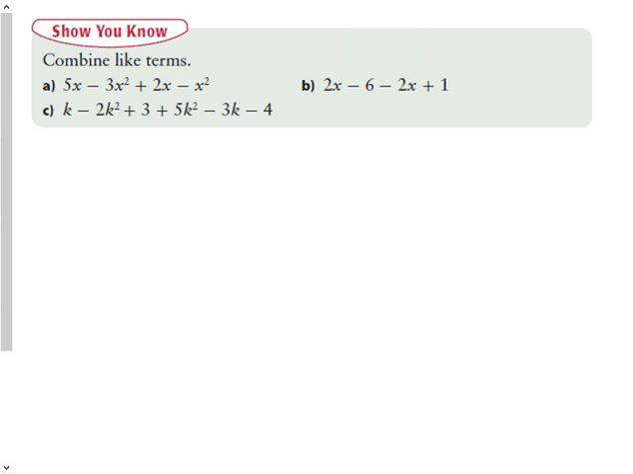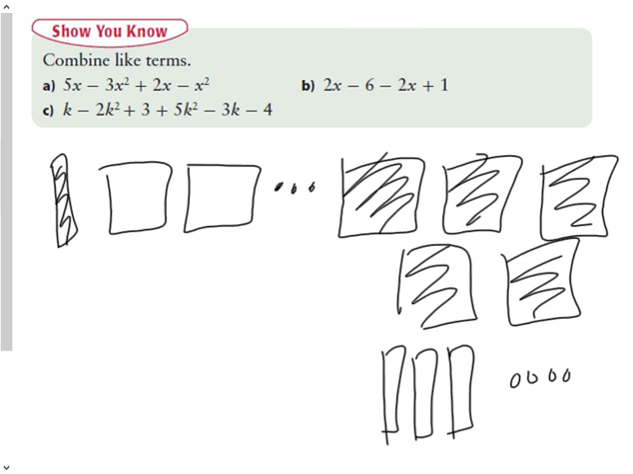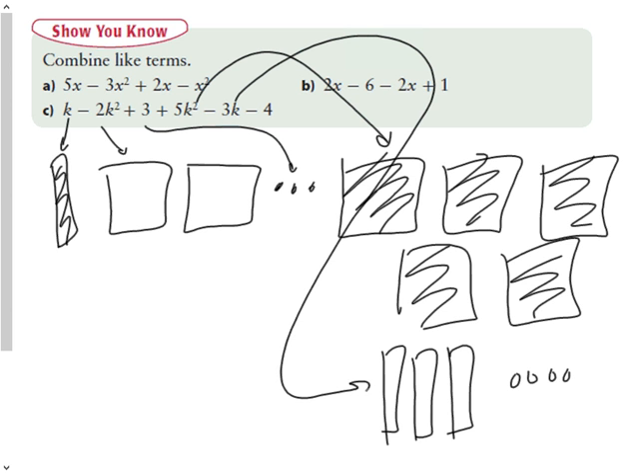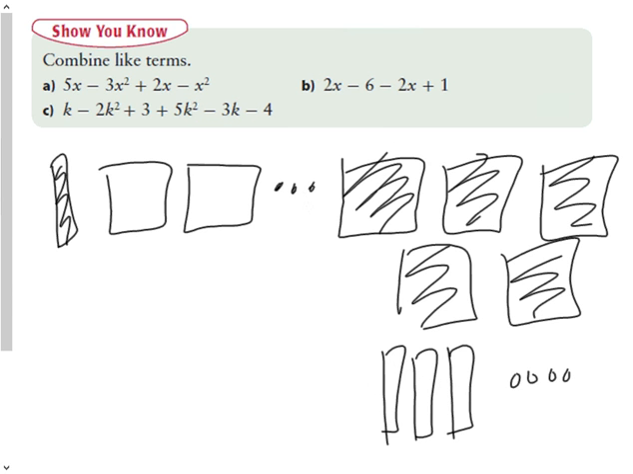And your last question is a 6-term polynomial. So I'm going to draw it. When I draw this, oh, it's a lot of work. This is your k tile. This is your negative 2k squared. This is your positive 3. This is your 5k. This is your negative 3k. And this is your negative 4. And once I have that, I have to gather like terms.